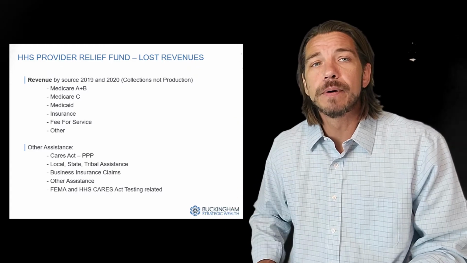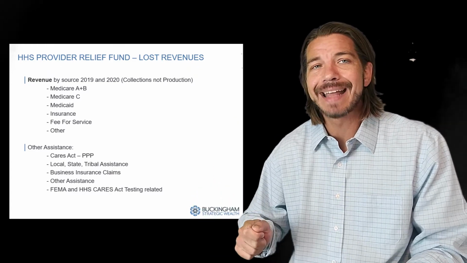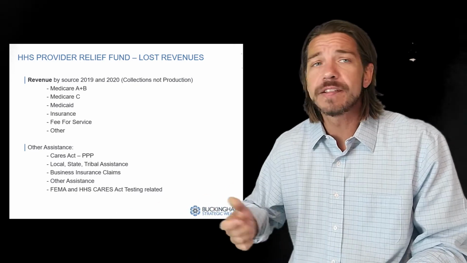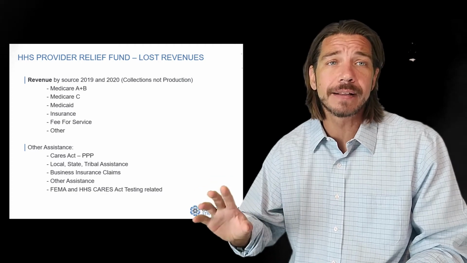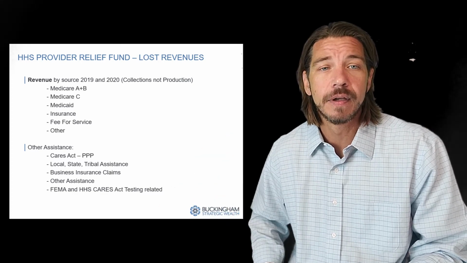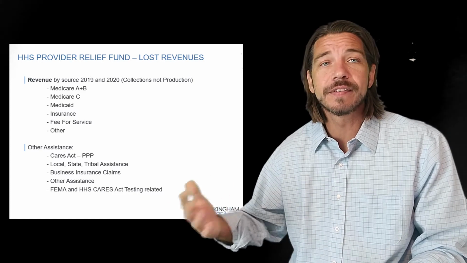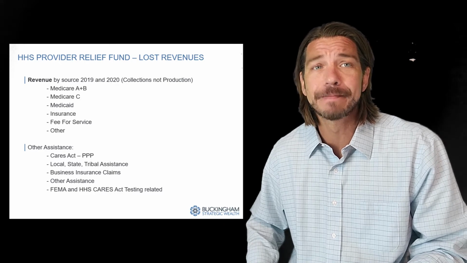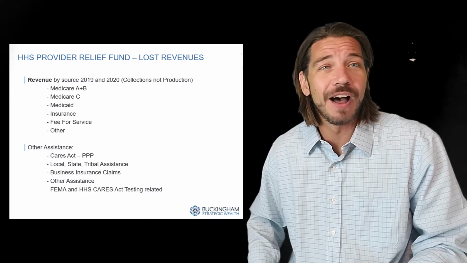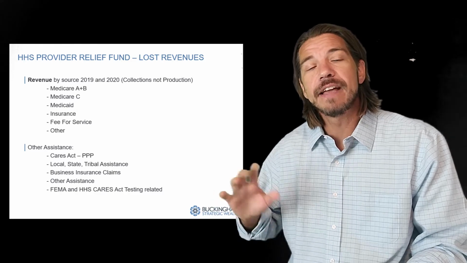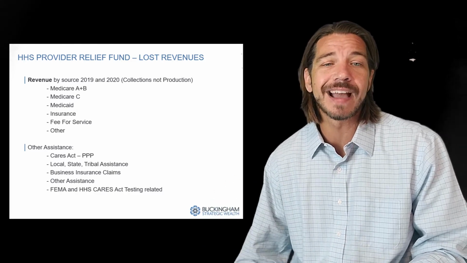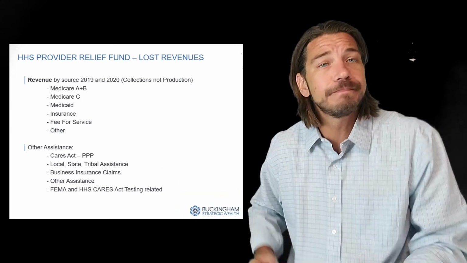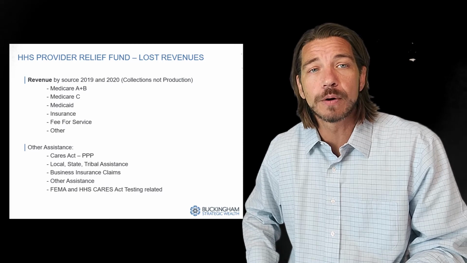We also have to provide that information net of any other assistance that you've received over 2020. What does that other assistance look like? Well, most directly, net of the PPP dollars. Also included in there is any local, state, tribal assistance you might have received, any business insurance claims that might have been paid out. Always, they have their catch-all of any other assistance. And then if you received any dollars from FEMA or the CARES Act related to testing. Now, very unlikely that that's the case for a dental office, but I want to make sure you're aware that that's part of the reporting requirements.